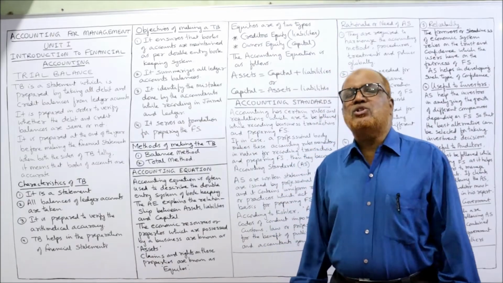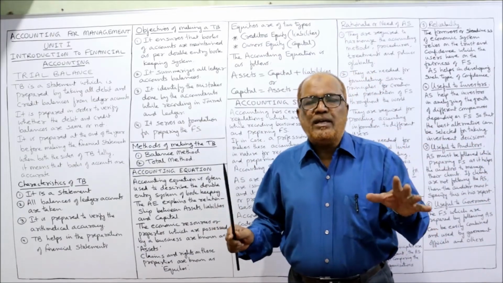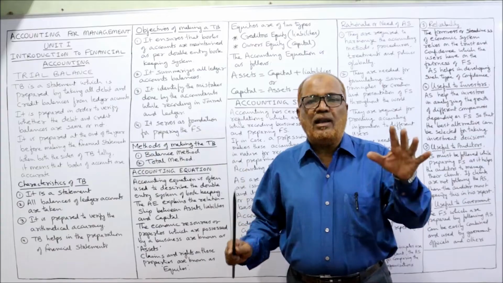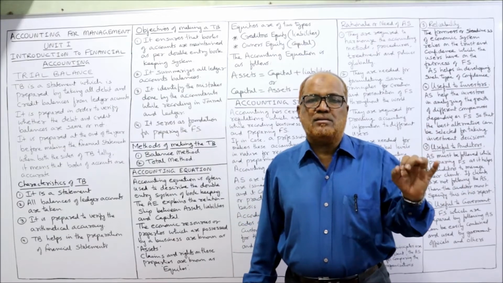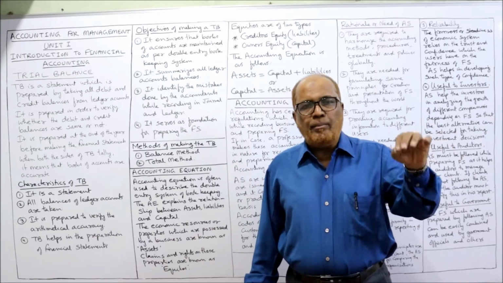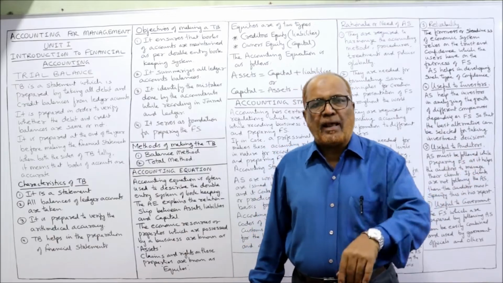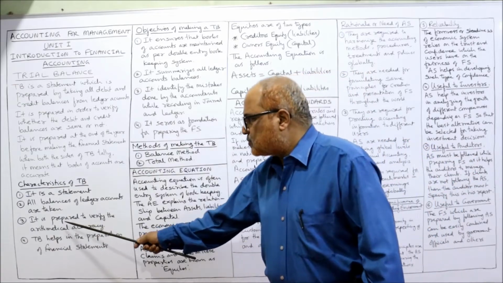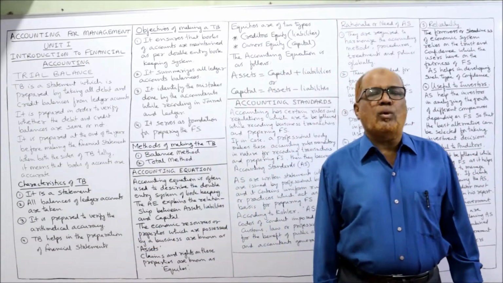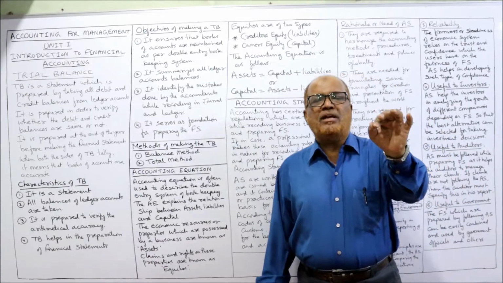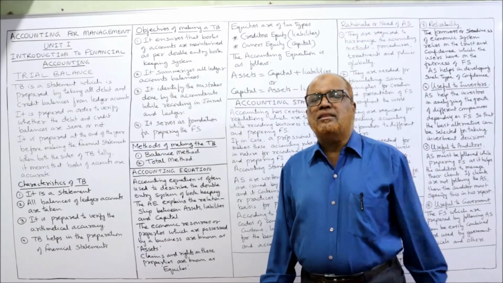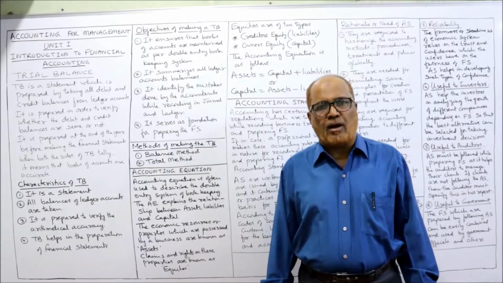The second characteristic feature, in the trial balance, we take each and every ledger account balance. Every ledger may have debit or may have credit. All the balances will be taken here. Now it is prepared to verify the arithmetical accuracy. The purpose of making the trial balance is to check the arithmetical accuracy of the books of accounts.